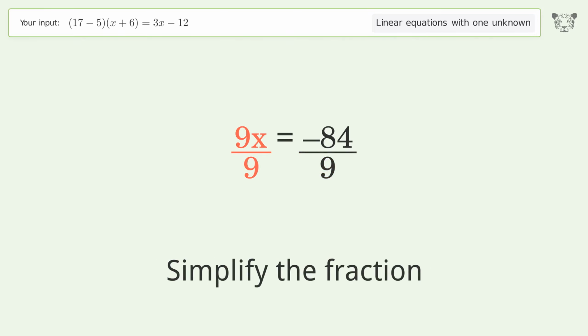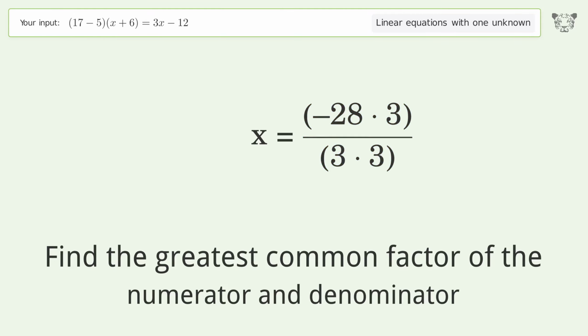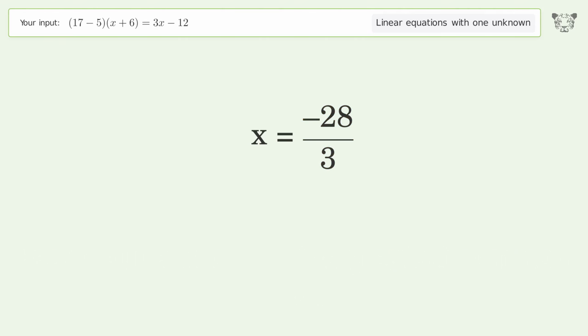Simplify the fraction. Find the greatest common factor of the numerator and denominator. Factor out and cancel the greatest common factor. And so the final result is x equals -28/3.